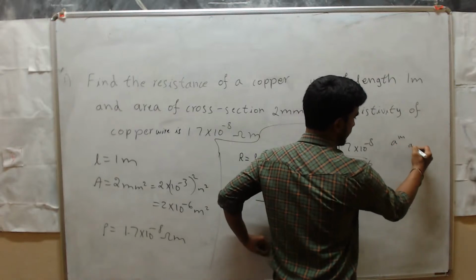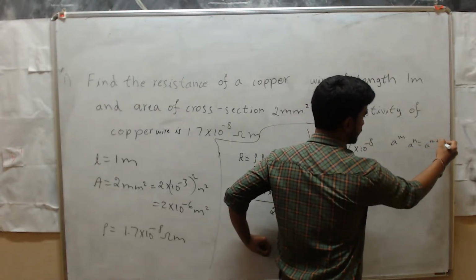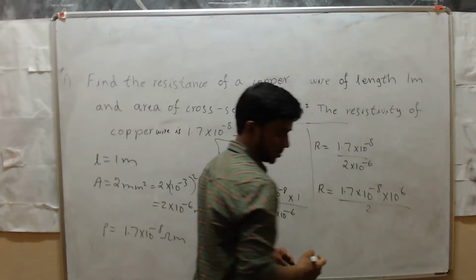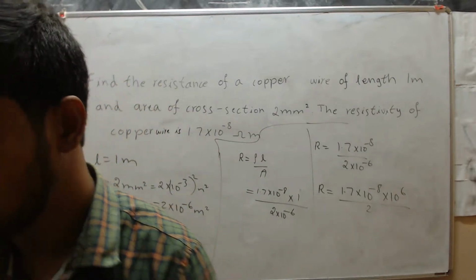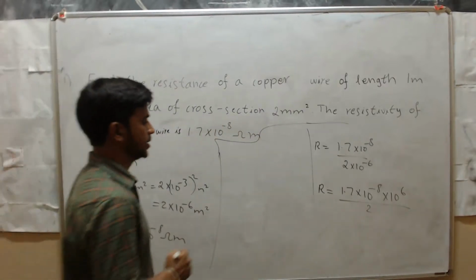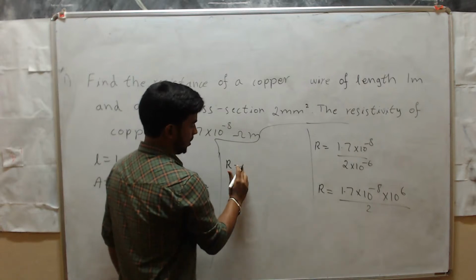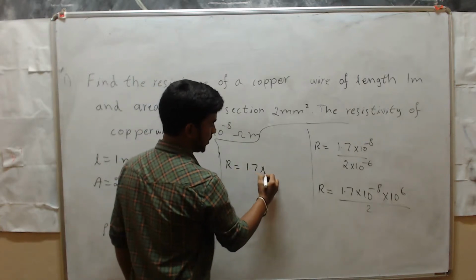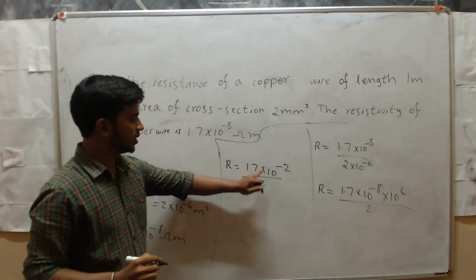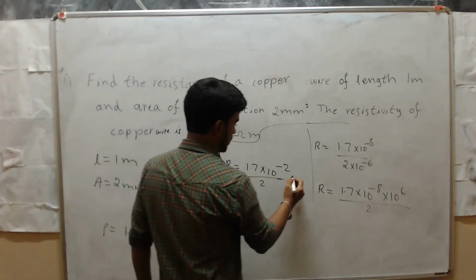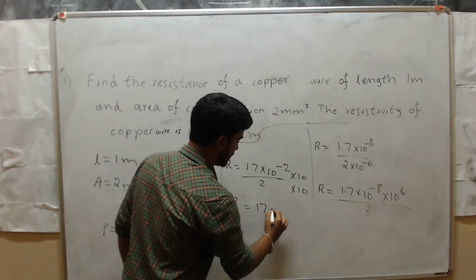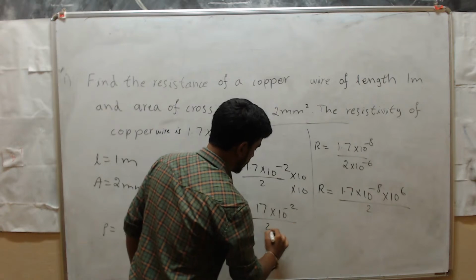Use the formula a to the power m into a to the power n is equal to a to the power m plus n. And this is divided by 2. So R is equal to 1.7 into 10 raised to the power minus 2 divided by 2. Better to multiply and divide by 10 to remove the decimal. So R is equal to 17 into 10 raised to the power minus 2 divided by 20.